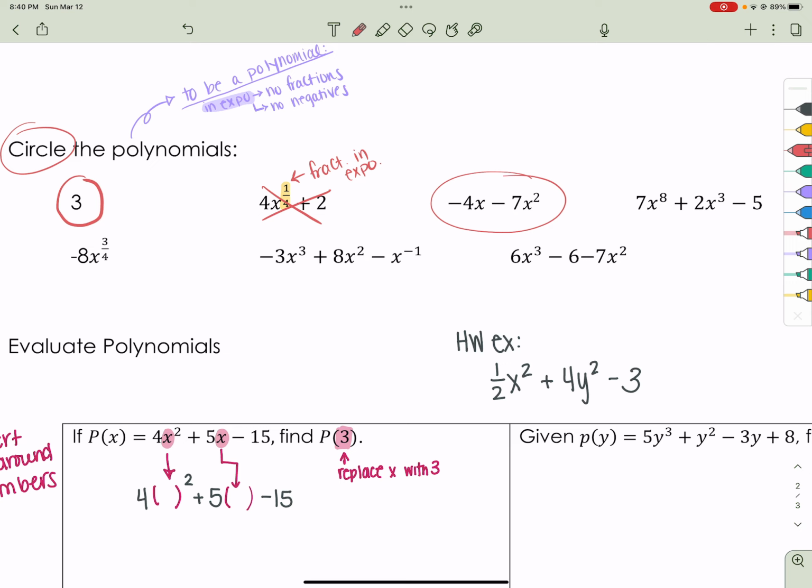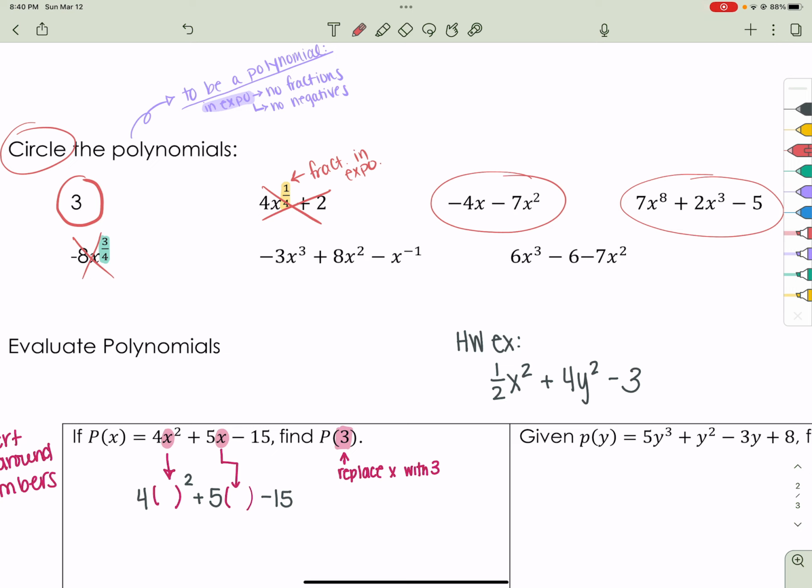All right, the next one to the right, 7x to the 8th plus 2x to the 3rd minus 5. Zooming in on the exponents, I don't have any negatives or any fractions in the exponent, and so that is a polynomial. Negative 8x to the 3/4 power. I have a fraction in the exponent, and so that is not a polynomial.